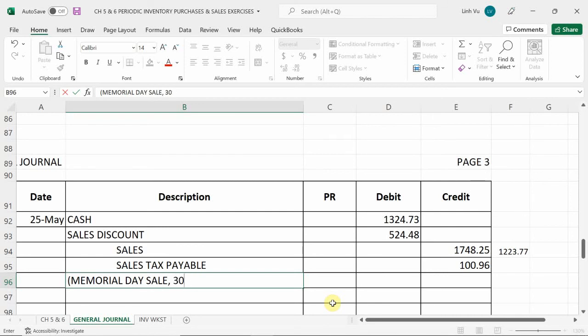30% discount. And then you sold 175 mugs.